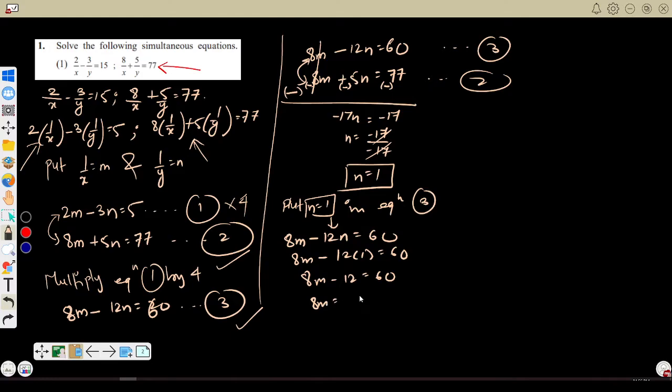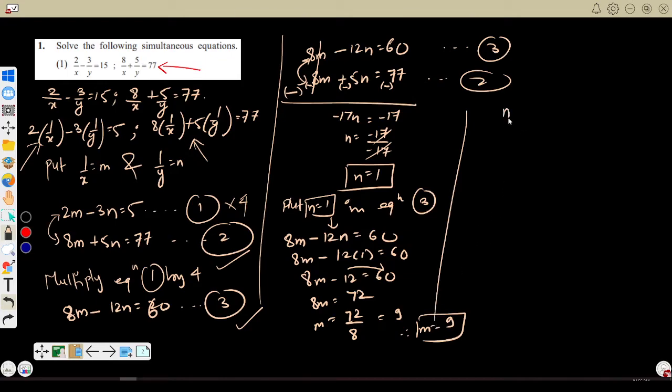So 8m will become 72. Minus 12 will shift to the other side. So this will be 60 plus 12. So m will be 72 divided by 8, which will turn out to be 9. Therefore, I can say the value of m is 9. I'll just continue on this side. The value of n turns out to be 1 and the value of m turns out to be 9.